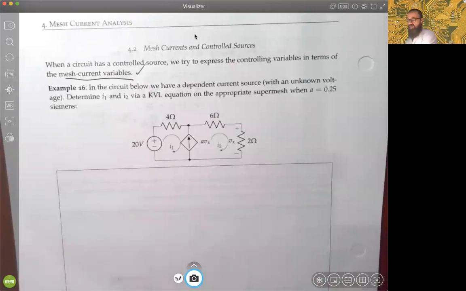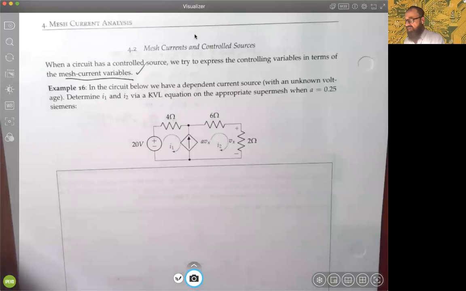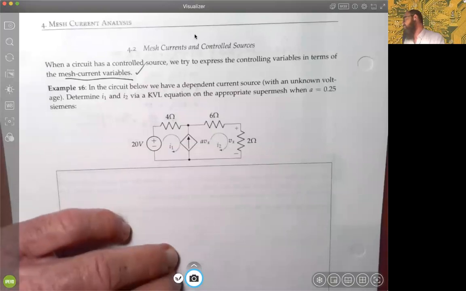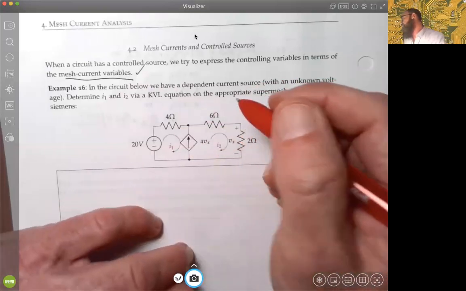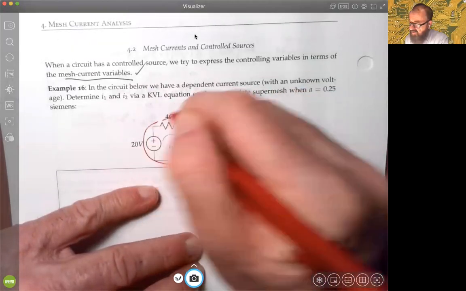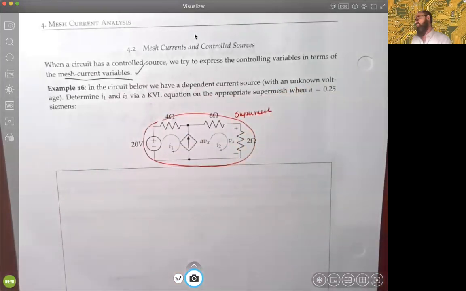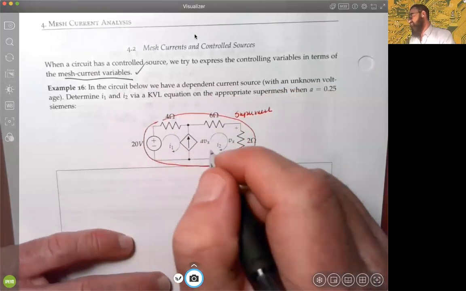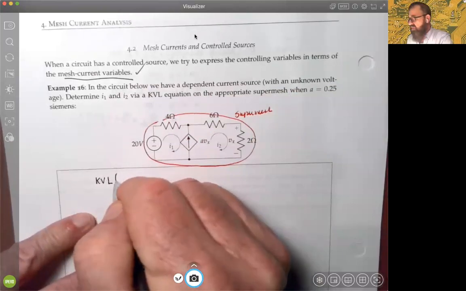All right, so let's think about how to write those KVL equations. Well, just like we did earlier, a good idea might be avoiding that current source with a super mesh altogether. So again, for the super mesh, we would go all the way around the exterior. That will be our super mesh, and avoid that dependent source and get an equation that's got a representation of voltages using mesh currents. Okay, so KVL super mesh.